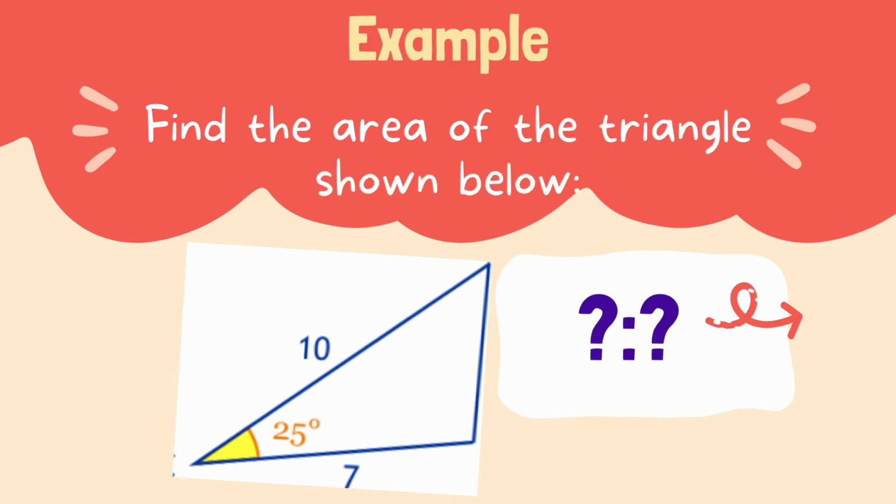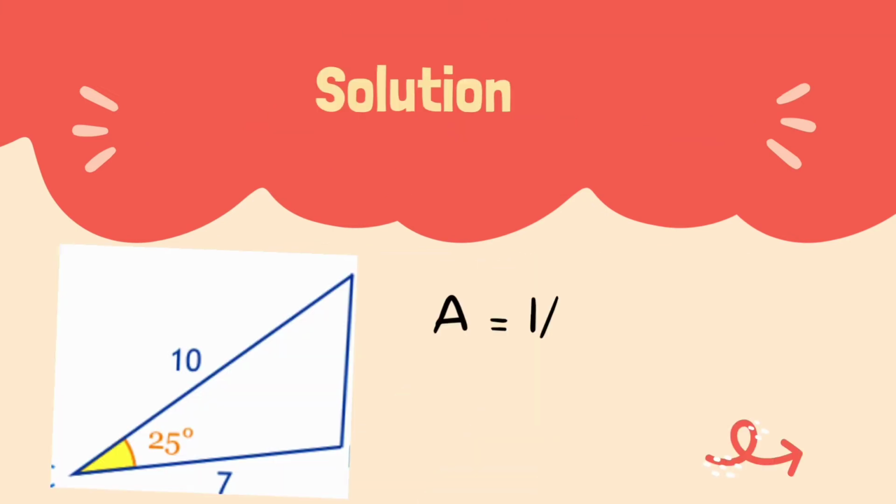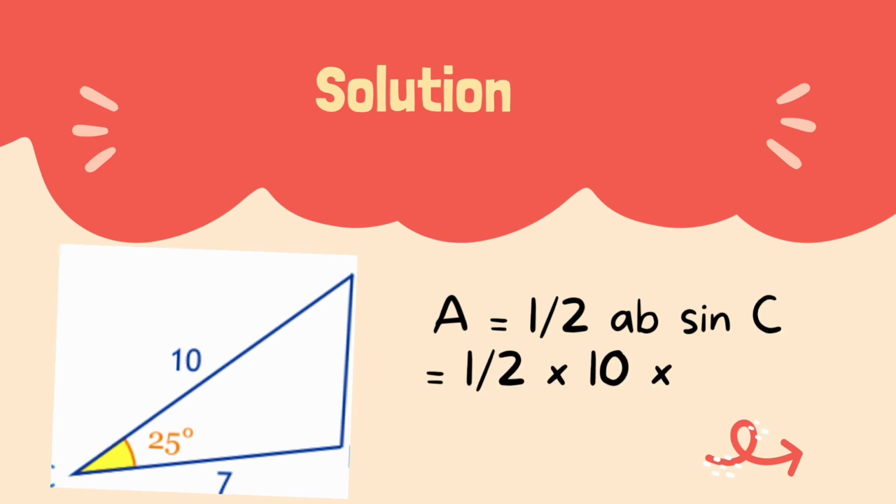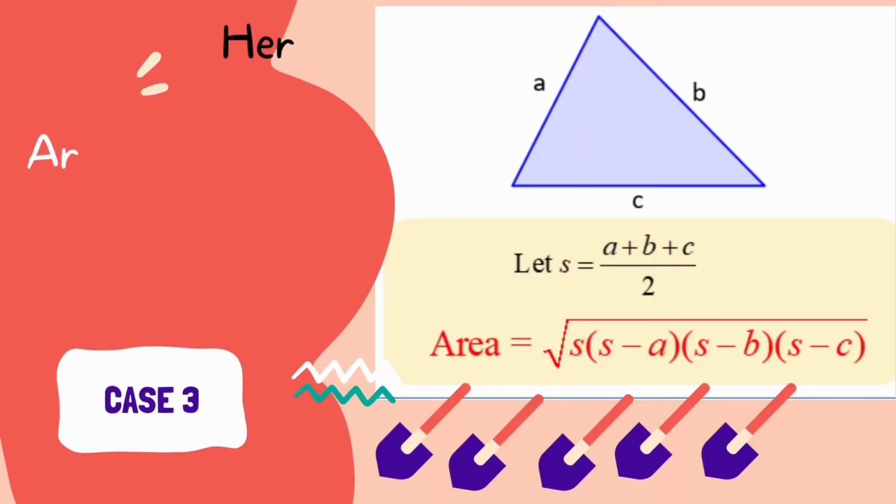You are told to find the area of the triangle whose sides are 10 and 7 and have an included angle of 25. So the area will be half ab sine C, which is equal to half times 10 times 7 times sine 25, which is equal to 14.79. That will be the area of the triangle.